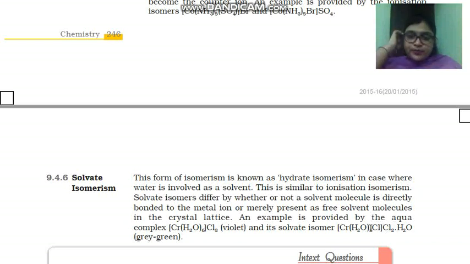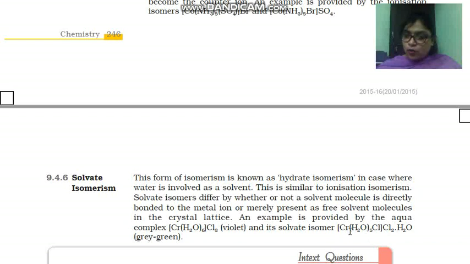Now if one Cl comes inside, then out of 3 chlorides which were present outside the coordination entity, it is now reduced to Cl2.H2O. This is a solvate isomer, and the color of this compound will be grey green. So this is another type of solvate isomer. Here you can write it in another form also.